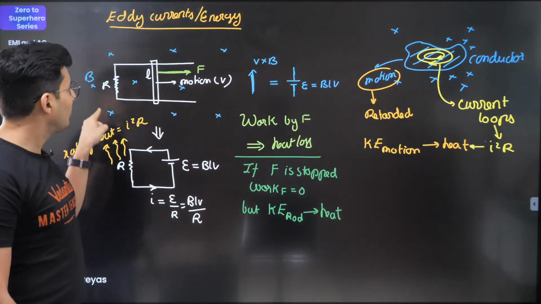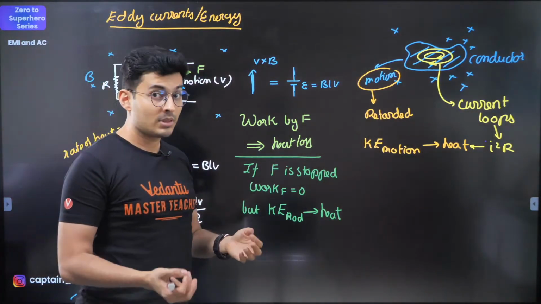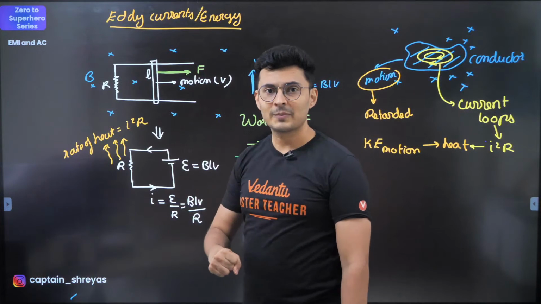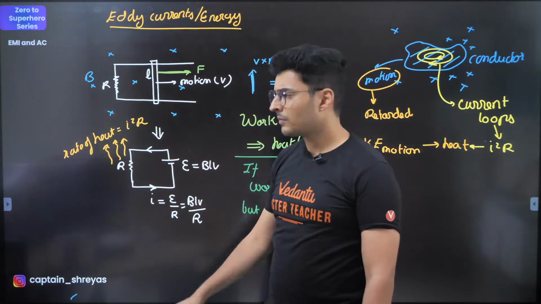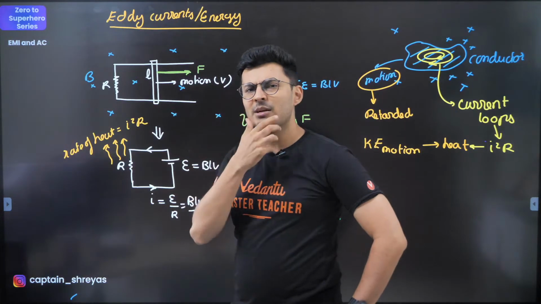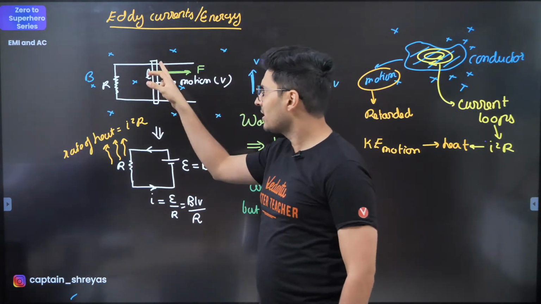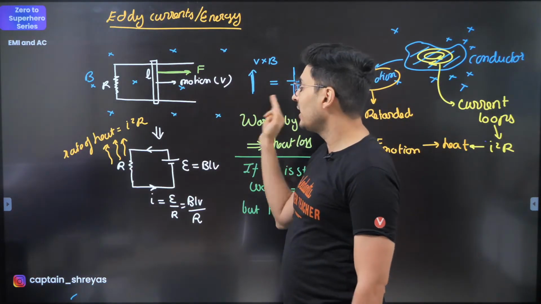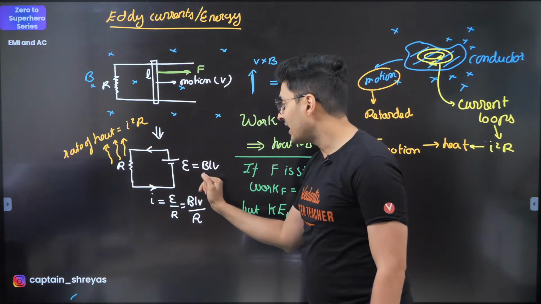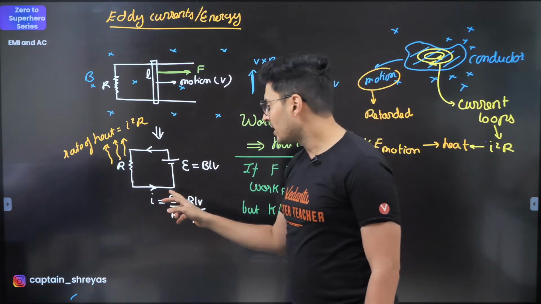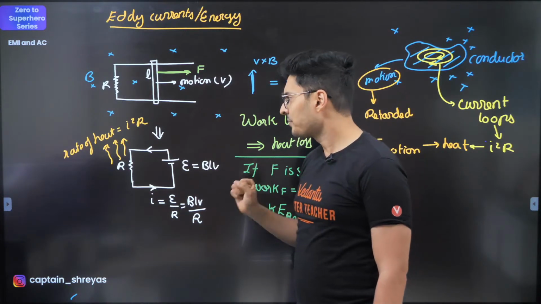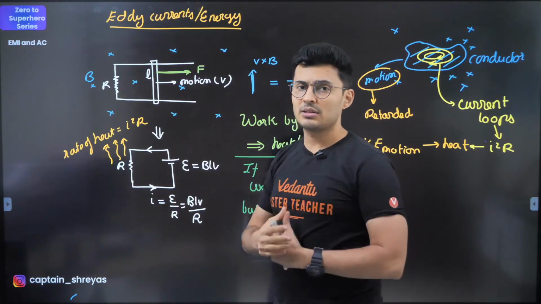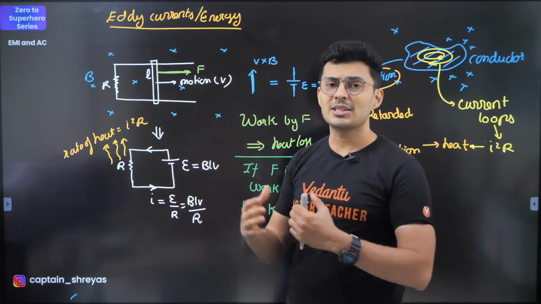Now, when this current flows through the resistor, what will happen? The resistor will create heat. There will be some heat produced in the resistor. I squared R is the rate at which the heat is created. Now you might wonder, where is this energy coming from? Because you'll be like, okay, there is a battery-like situation, but actually there is no battery. It's just an equivalent battery whose EMF is BLV. The current is E by R, which is BLV by R. If you substitute it here, you will get the rate at which the energy is lost. But the question is, where is this energy coming from?